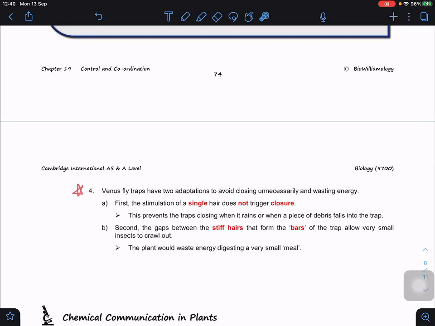So try to imagine it raining. Okay, so when the rain drops onto it, it triggers the hair, but it might not be within 20 to 35 seconds, so it continuously resets the timer. Are you clear? Okay, unless it's heavy rain, which is a different story. But again, it tries to prevent unnecessary closure. Okay. Second, the gap between the stiff hairs, okay, that form the bars of the trap allows very small insects to crawl out. Okay, so therefore the plant won't waste energy digesting a very small meal.